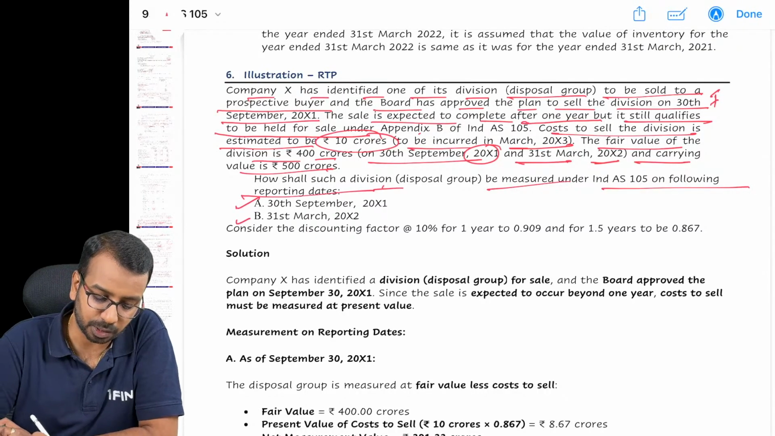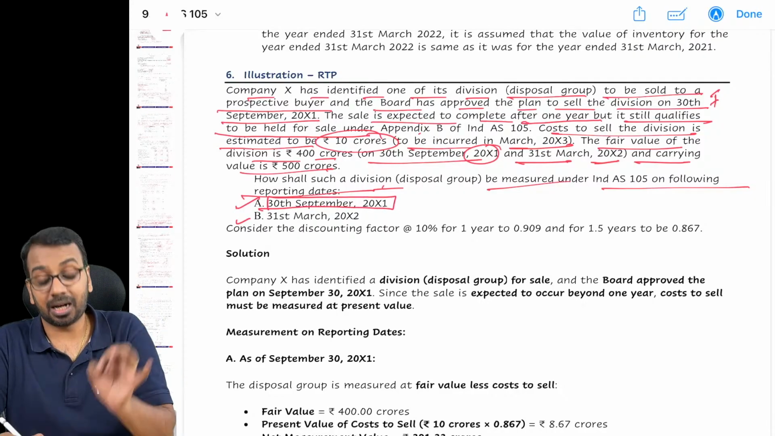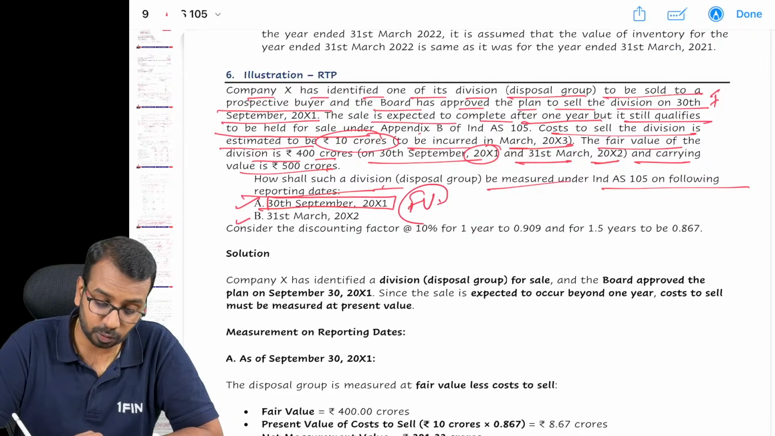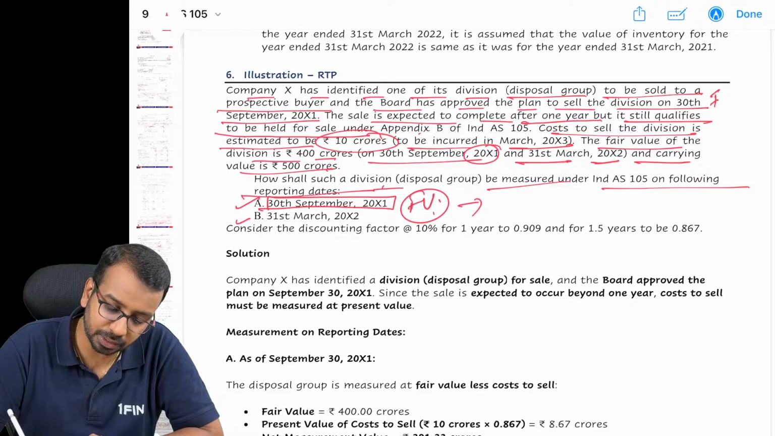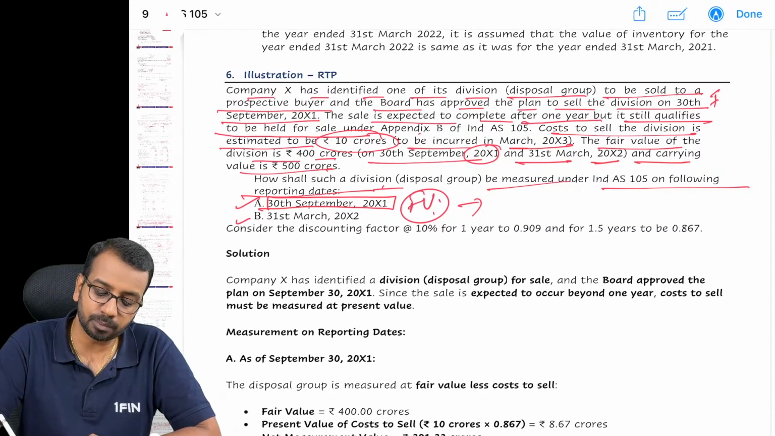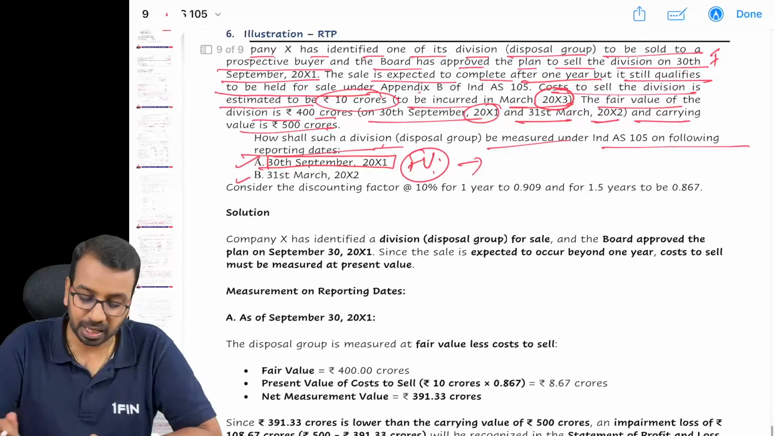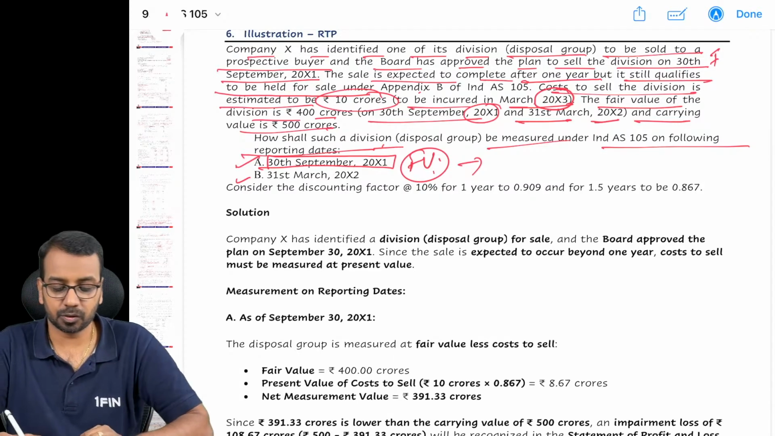30th September, 31st March. Now, as far as 30th September is concerned, we are calculating fair value on this date. This fair value we already have. Then, what is the cost to sell? Cost to sell, whatever is given, we will incur on 31st of March of year 3. Now, what does that mean? This means that we have to discount it back.